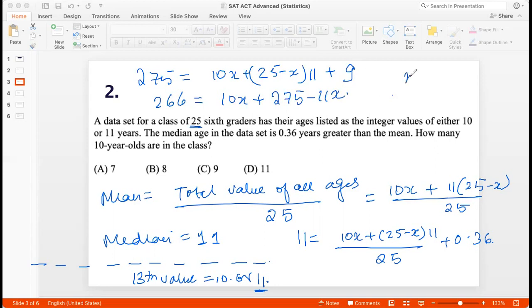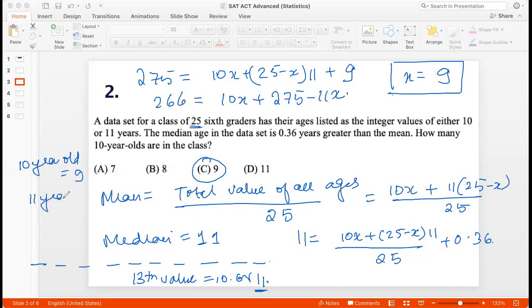So x becomes 9, right? So we get x is 9. When we started, we took x as the number of 10-year-olds in the class. And so that's 9, option C. So the number of 10-year-olds would be 9, and the number of 11-year-olds would be 16, right? And so you can see that the 13th value is indeed 11, which is what we had assumed when we solved this question.